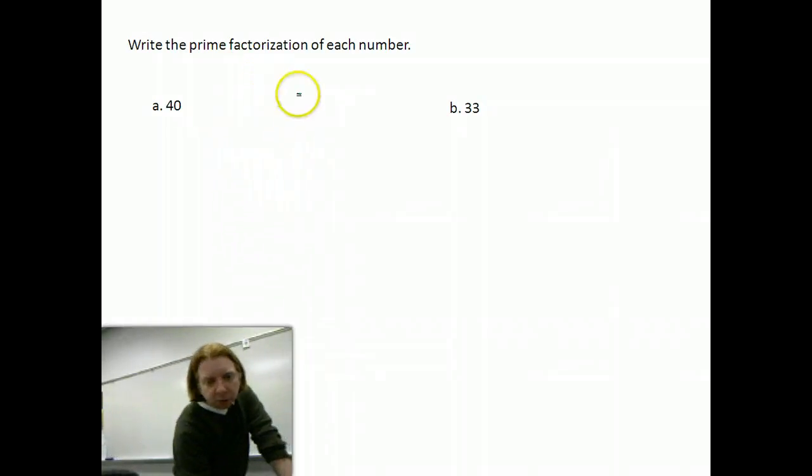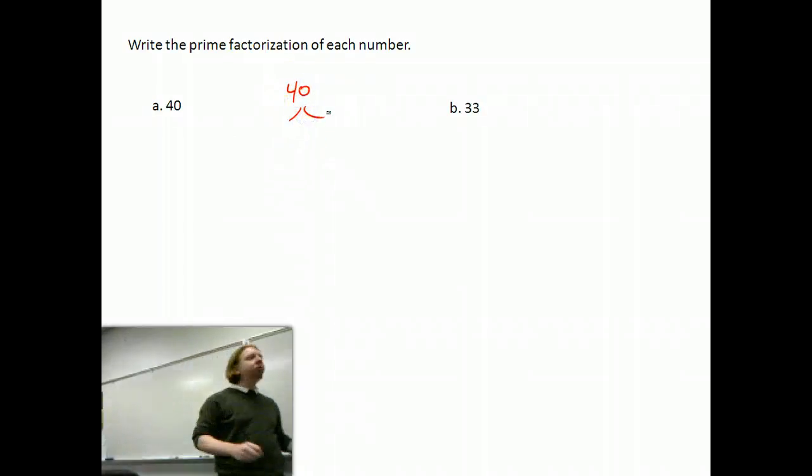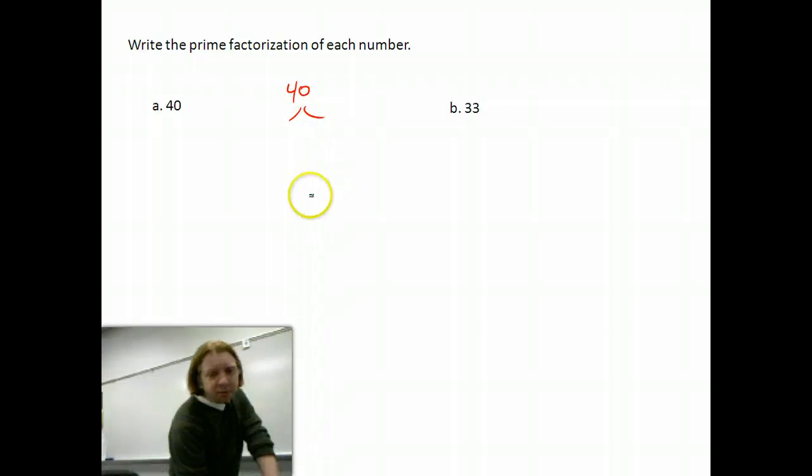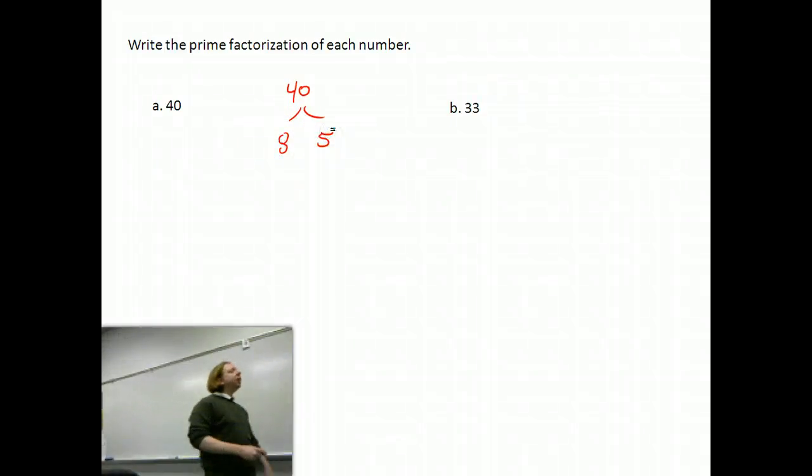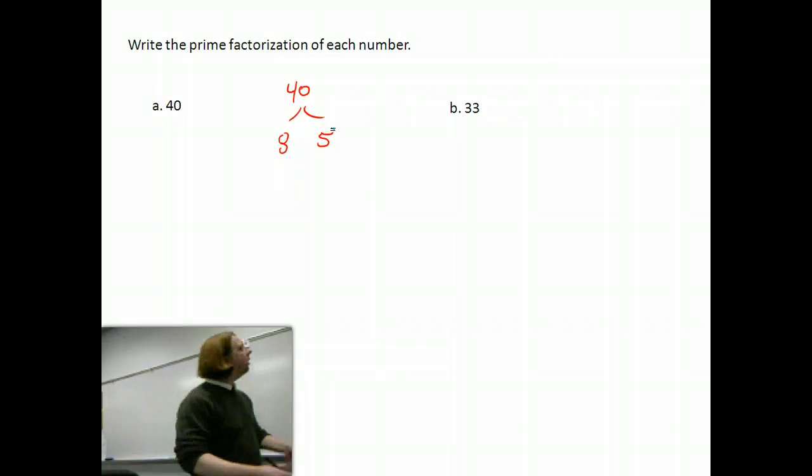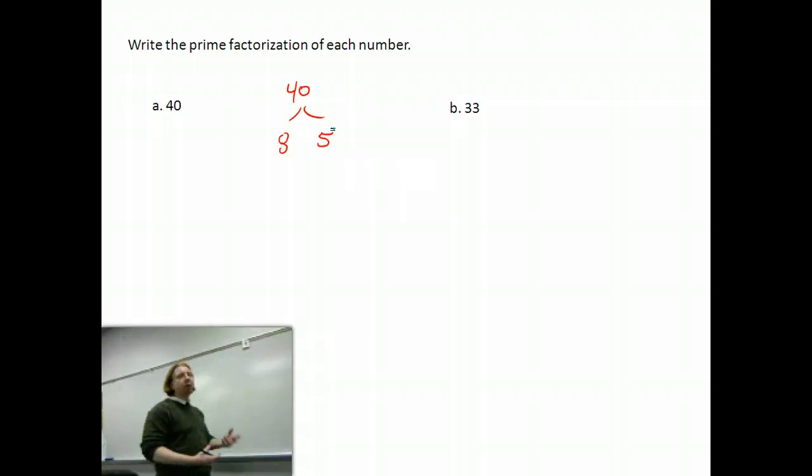So we start off with 40. What are two numbers that divide evenly into 40? 8 and 5. 20 and 2. 10 and 4. Here's the one nice thing about factoring: you really can't do it wrong in the sense of which one you pick. As long as you just keep going until you get down to all prime numbers, you're fine.